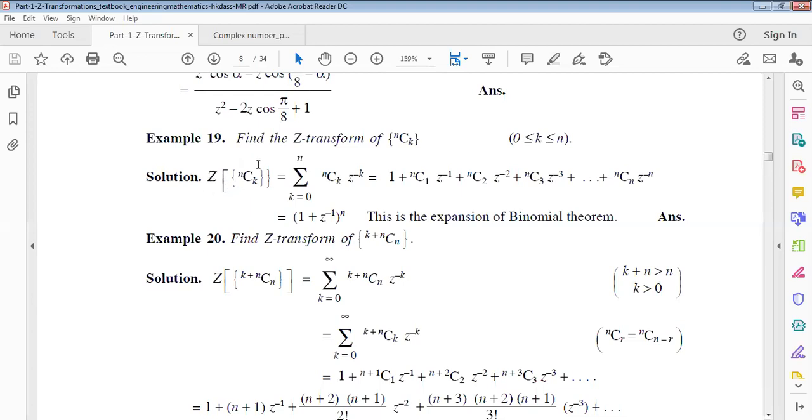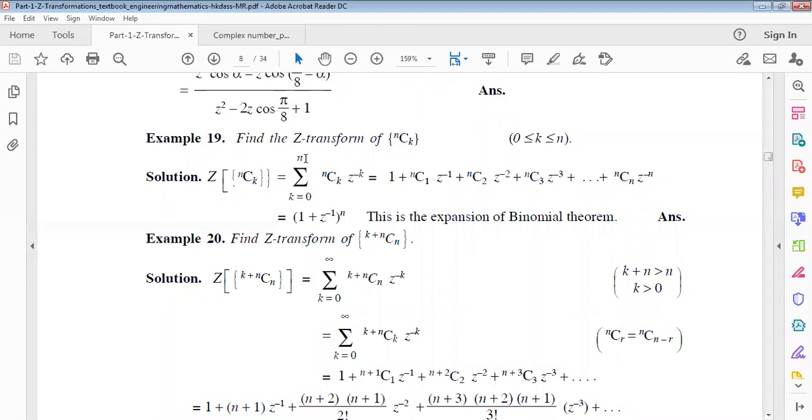So the z transform of this sequence nCk can be written by the definition as the sum of nCk z to the power minus k. Now after putting k equals 0 to n, this is not an infinite series. Remember it. Why? Because k lies between 0 and n. In combination, this is the first condition: k can never exceed n. That means k cannot be greater than n. Understand? This is the first condition of combination.